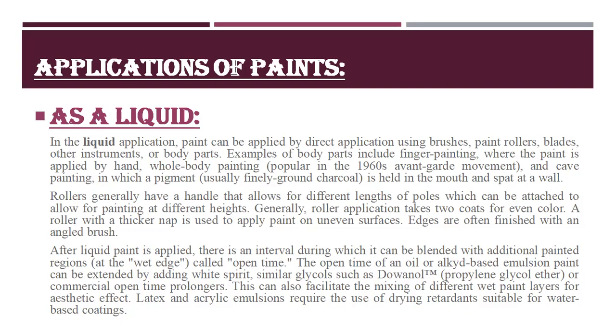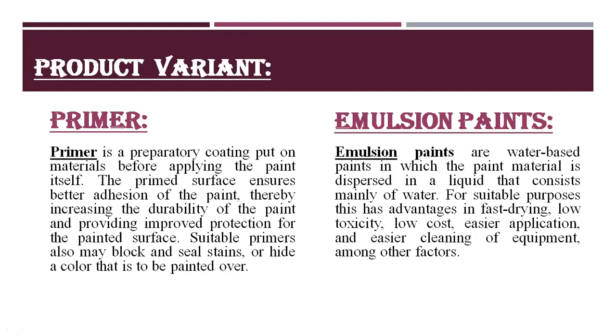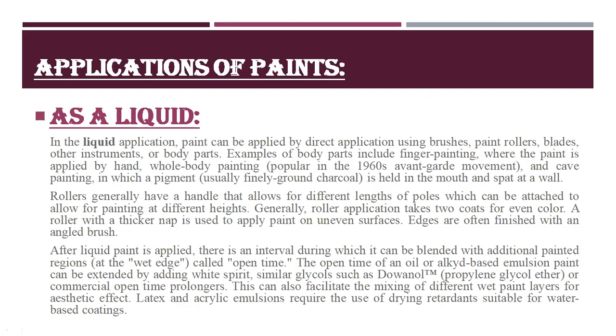Rollers generally have a handle that allows for different lengths of poles, which can be attached to allow for painting at different heights. Generally, roller application takes two coats for even color. A roller with a thicker nap is used to apply paint on uneven surfaces. Edges are often finished with an angled brush.